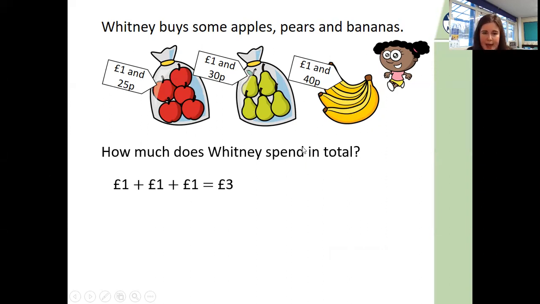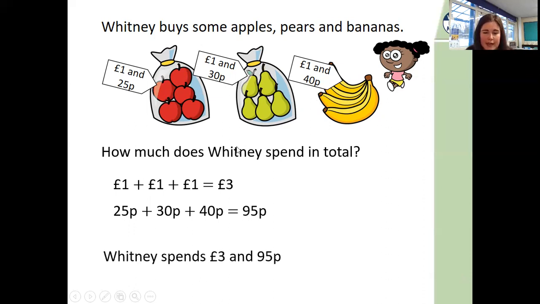Now we can add up the pence. 25 pence add 30 pence add 40 pence. 25p add 30p is 55p, and 55p add 40p will give us 95 pence. So we have split it so that we're adding the pounds first and then the pence. So in total, Whitney has spent £3 and 95 pence.